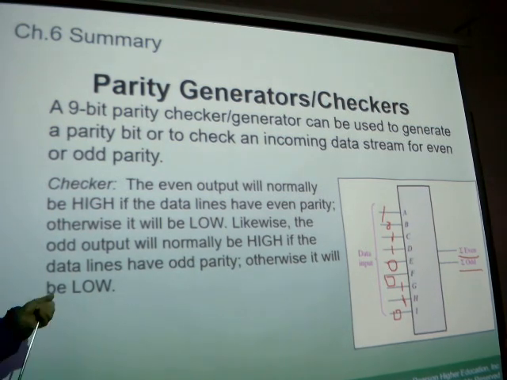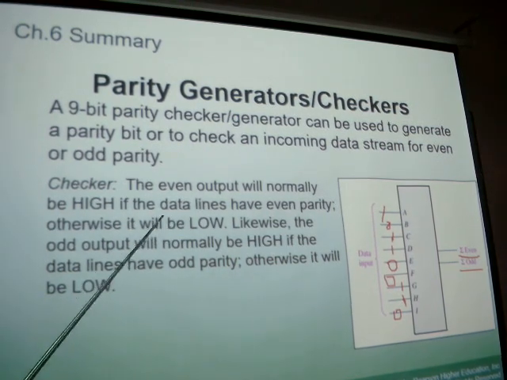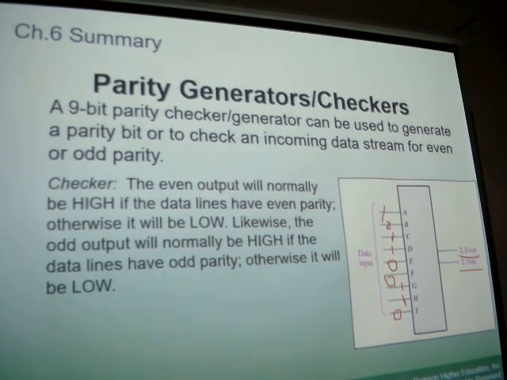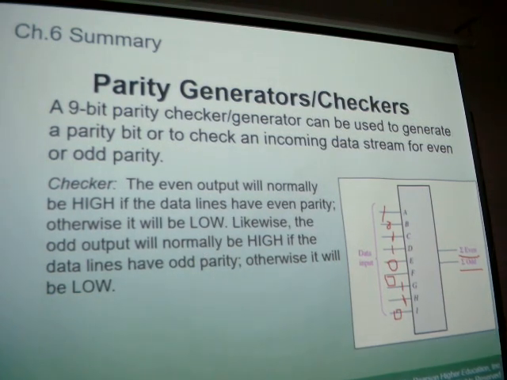Please read the table. The even output will normally be high if the data lines have even parity, that means the number of ones is even. Otherwise, it will be low. And the odd output will normally be high if the data lines have odd parity. Otherwise, it will be low.